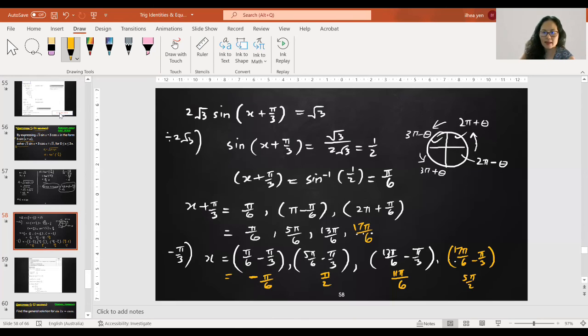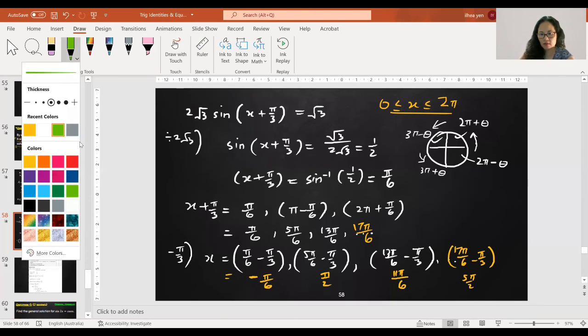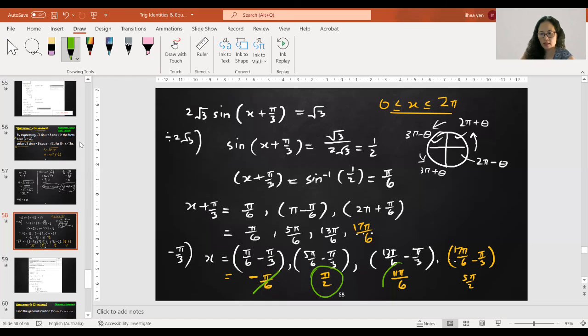Now our domain was 0 ≤ x ≤ 2 pi. Okay, so that is not on. That's wrong because it's a negative. That's okay. Now this one, it's like 2.5 pi, isn't it? So it rounded already twice and then a bit more, so it's out of boundary. So the answer is pi on 2 and 11 pi on 6 only. Just make sure you check your domain.